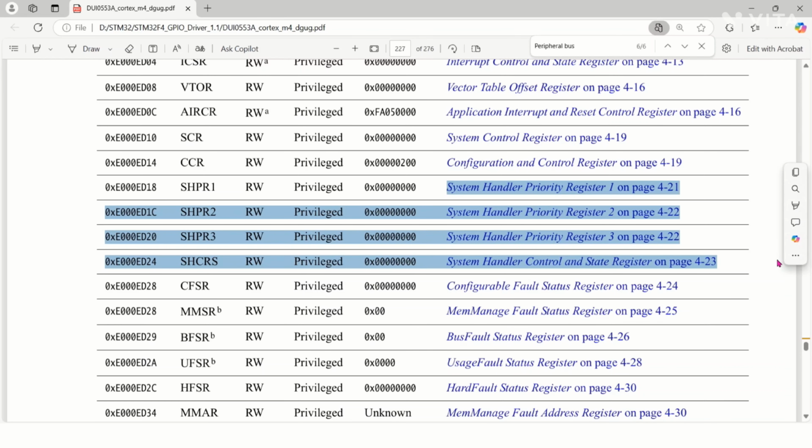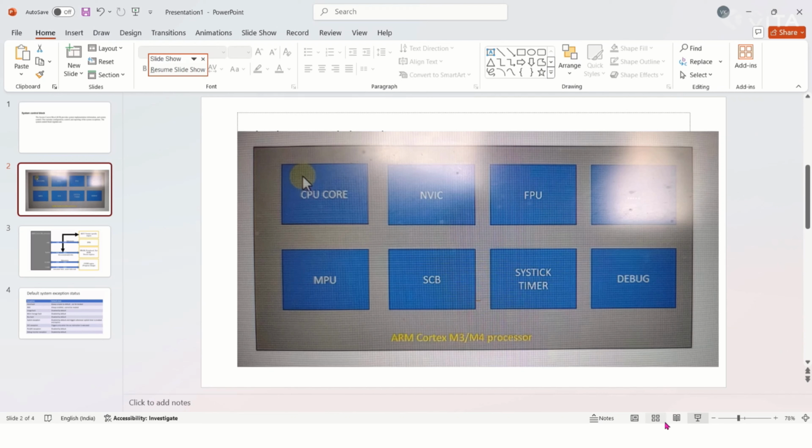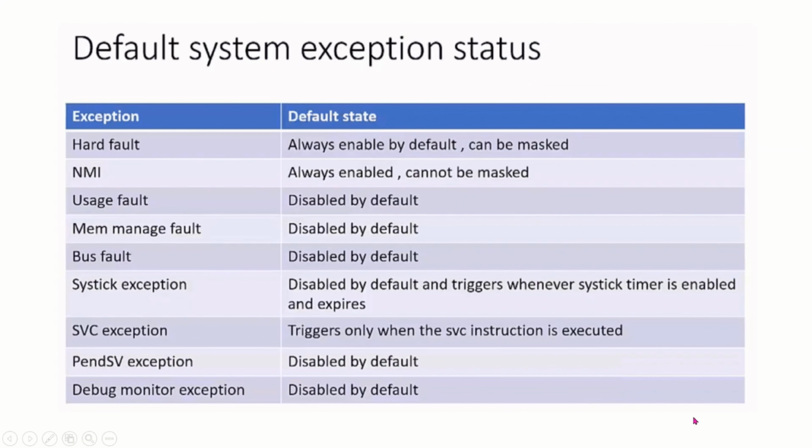So, here I will show you what our system level exceptions are. Let me maximize this one. These are 9 system level exceptions: hard fault, NMI, usage fault, mem manage fault, bus fault, SysTick exception, SVC exception, PendSV exception, and debug monitor exception. These are 9 different system level exceptions. In general, we have 15 system exceptions, but of these 15, 6 are already reserved.